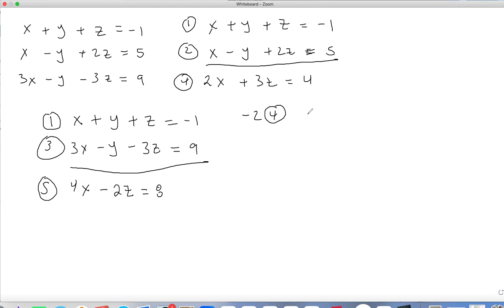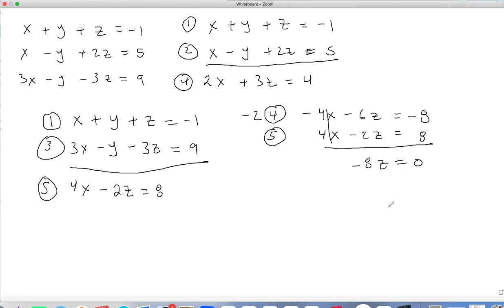So negative 2 times 2 is going to be negative 4x. Negative 2 times 3 is going to be negative 6z. Negative 2 times 4 is negative 8. And then equation 5, we'll bring that over. And for that I got 4x, and so there's that same coefficient opposite signs again. Minus 2z makes 8. Okay, so then those drop out. This would be negative 8z. Oh, okay, that's cool. It equals 0. And if I divide that negative 8 over, what that means is that z equals 0.